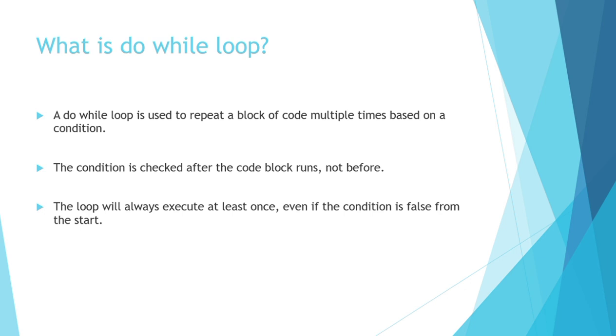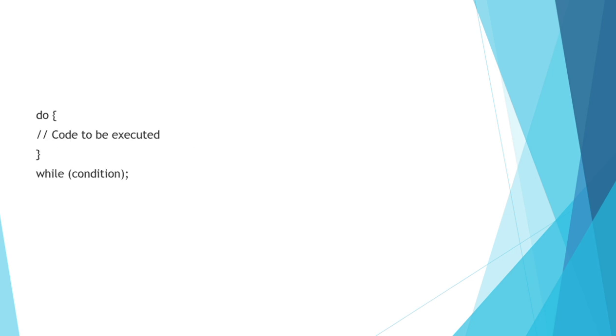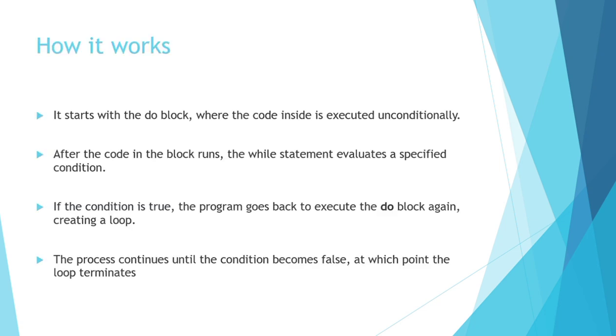Let's break down the syntax of a do-while loop. The syntax of a do-while loop consists of two primary components, the do block and the while condition. The loop begins with the do keyword, followed by a block of code that is executed at least once, regardless of the condition. After executing the code in the do block, the loop checks the condition specified in the while statement. It starts with the do block, where the code inside is executed unconditionally.